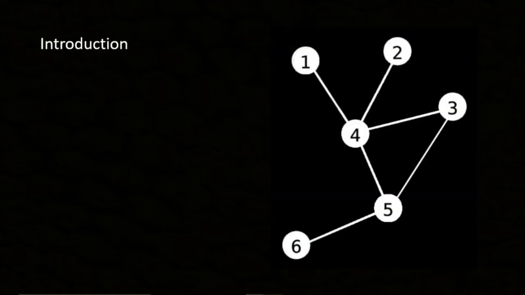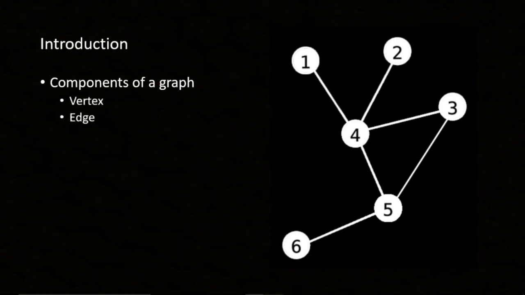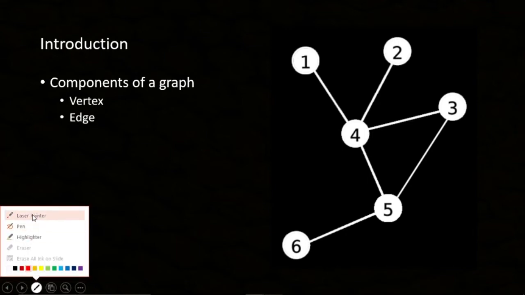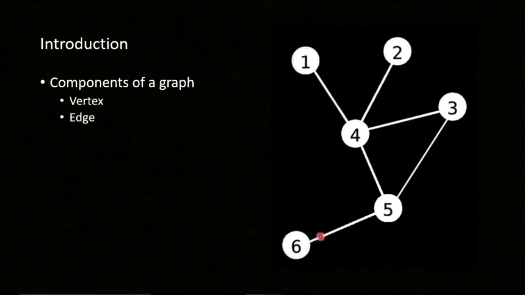So introduction, what is a graph? A graph is a data structure that contains two components: one is the vertex and the other is the edge. Let's explain what that means. A graph keeps the information between two vertices, and that information is described by a relation from the edge.